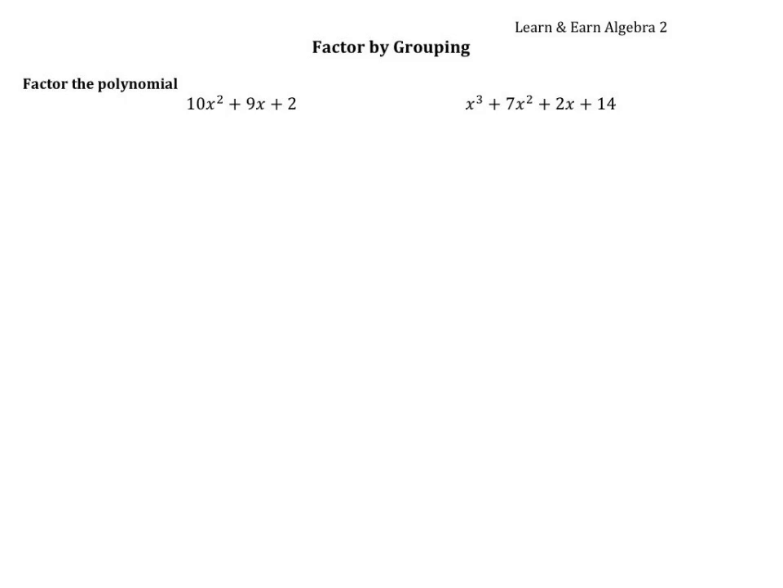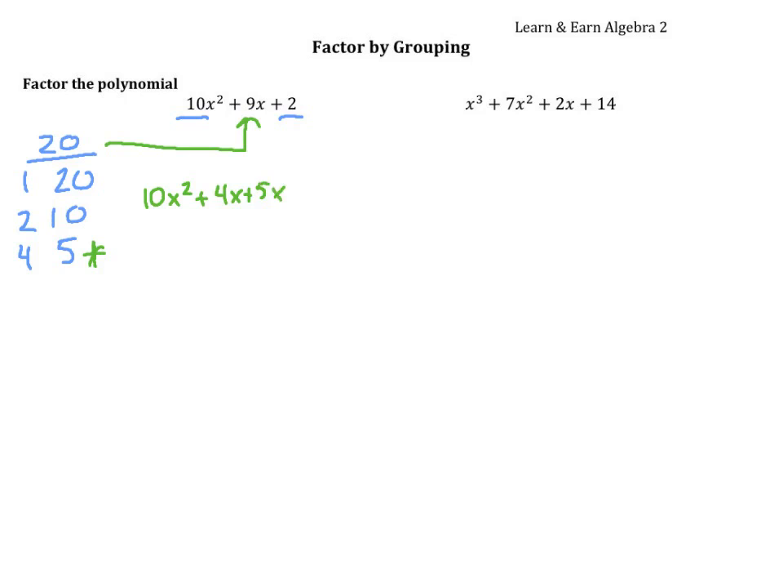So the first thing that we're going to do is take a, which is 10, and c, which is 2, and multiply that, and we get 20. Now the factors of 20 are 1 and 20, 2 and 10, and 4 and 5. Well, you need to ask yourself, which set of factors combine to get 9? Well, the answer is going to be 4 and 5. So you're going to rewrite your polynomial as 10x squared plus 4x plus 5x plus 2. Notice that when you combine the 4x plus 5x, you get 9x.